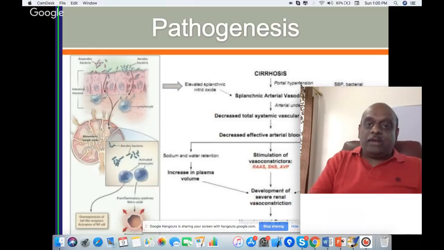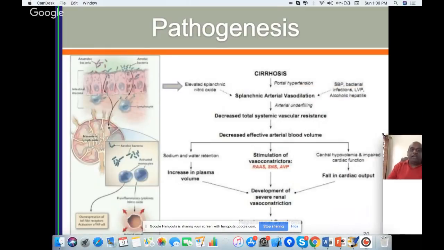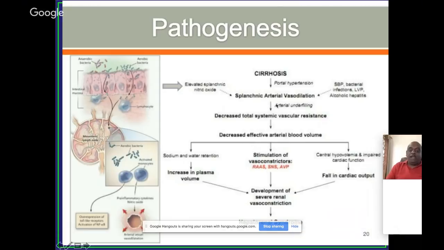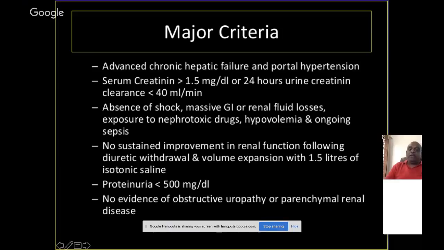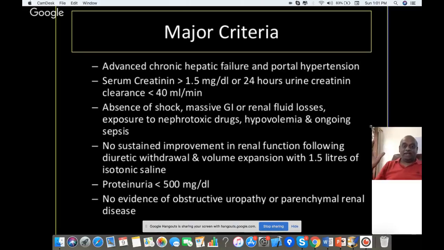So once more, emphasizing to you the cirrhosis of liver, how does it lead to hepatorenal syndrome? The splanchnic arterial vasodilatation leading to the fall of the systemic vascular resistance and decreasing the effective arterial blood volume, stimulating the renin-angiotensin system. You should not forget this sequence of events, which is a very important and a key feature. Now, what are the major criteria for the hepatorenal syndrome? What are the minor criteria? Favorite question of the examiner.